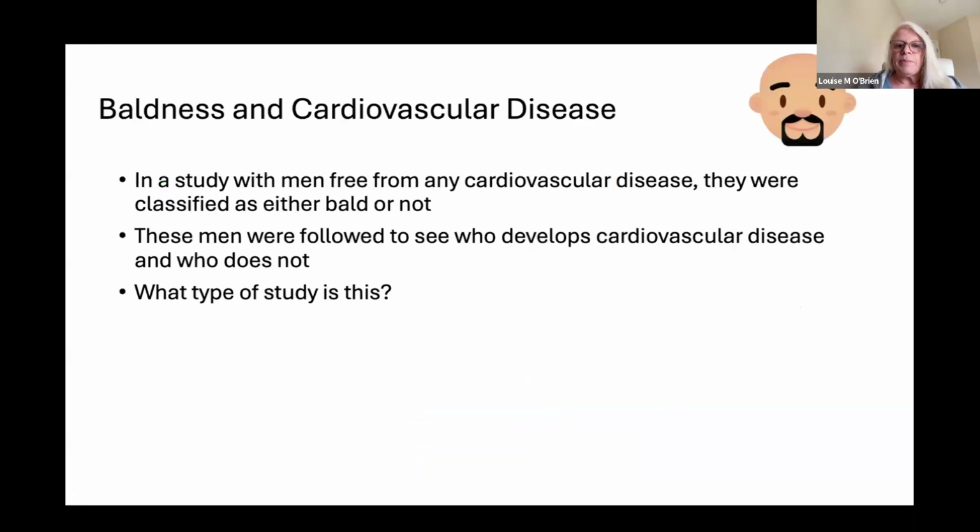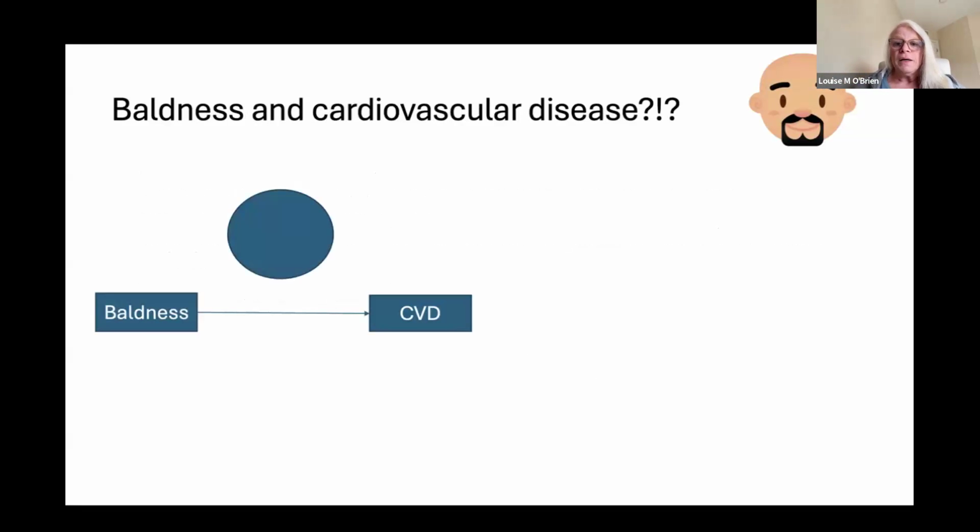So let's run through an example here. Baldness and cardiovascular disease. Here's a study: men free from any cardiovascular disease were classified as either bald or not at the beginning. They were followed to see who developed cardiovascular disease and who did not. So first off, what kind of study is this? If we go back a few of these sessions, hopefully somebody will remember. Anyone? Is it a prospective, like a cohort study, right? Because we're following people to see what happens over time. Yeah, great.